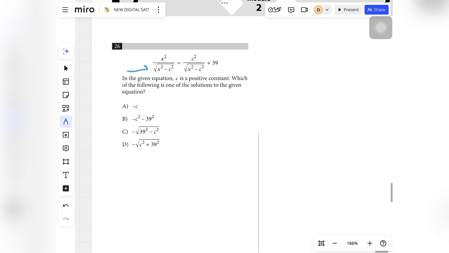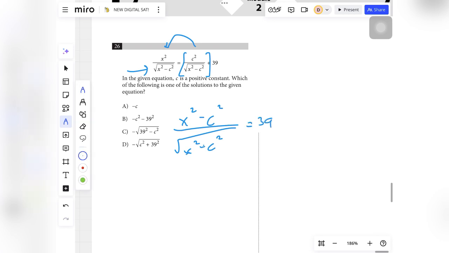Well, I'm looking for the solution, which means x equals. And I notice I have these clunky denominators, so let's just get those onto one side. Let's move that entire fraction over. I'll get (x squared minus c squared) over the square root of (x squared minus c squared) is equal to 39. What do I do from there? Well, I want to get rid of that denominator, so I'm going to use the strategy of squaring both sides. Why in the world would I square both sides here? If I do that, I get that square root out of the denominator.